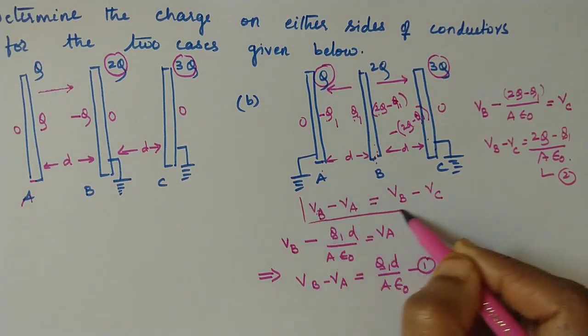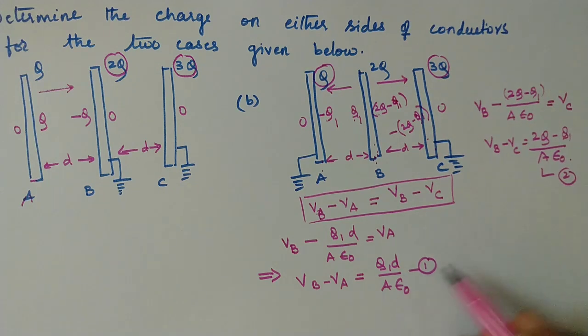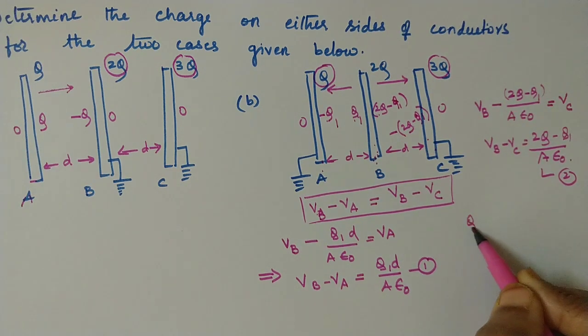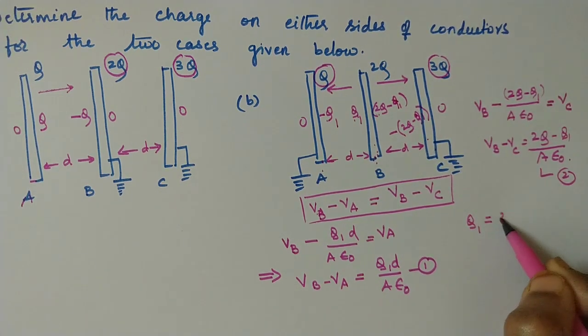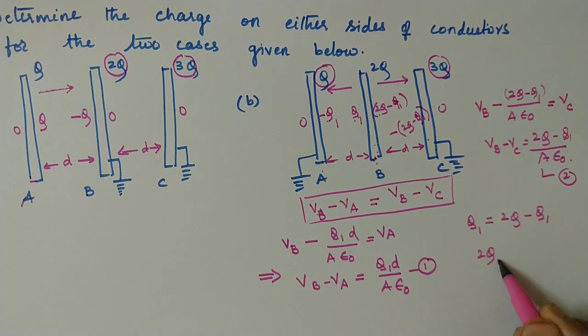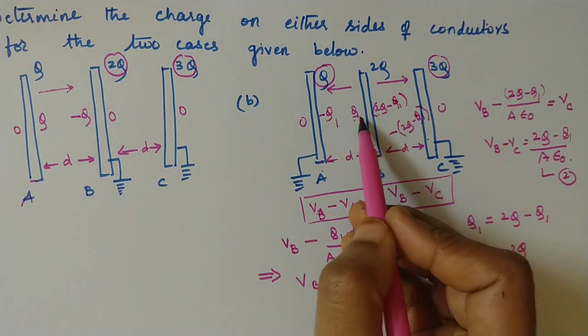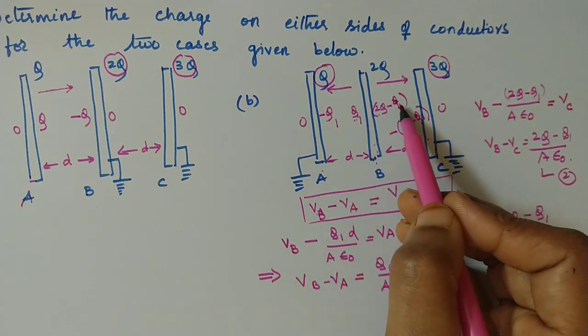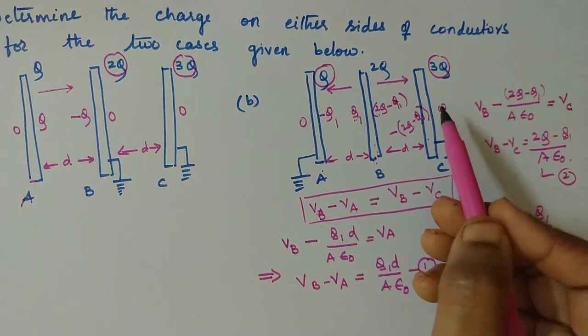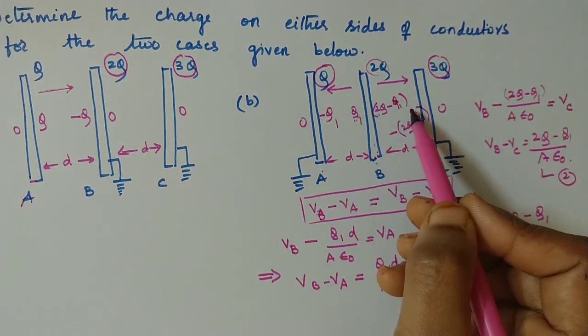Okay, we know the condition. VB minus VA should be equal to VB minus VC. So if I equate 1 and 2, I'll get Q1 is equal to 2Q minus Q1, or 2Q1 is equal to 2Q, implies Q1 is Q. If Q1 becomes Q, the other side charge also will be Q. That means this charge is equally distributed on either sides.